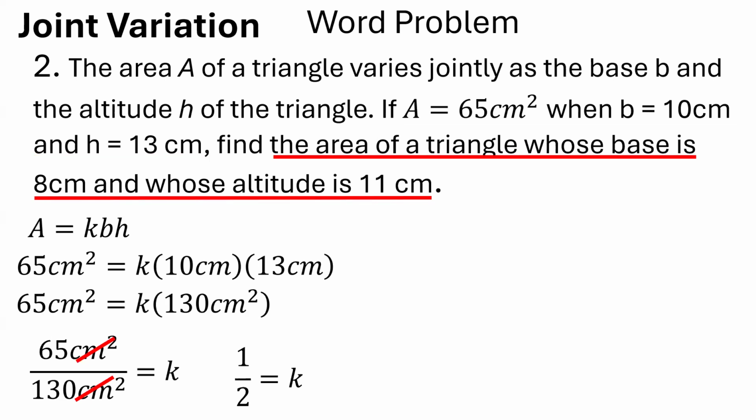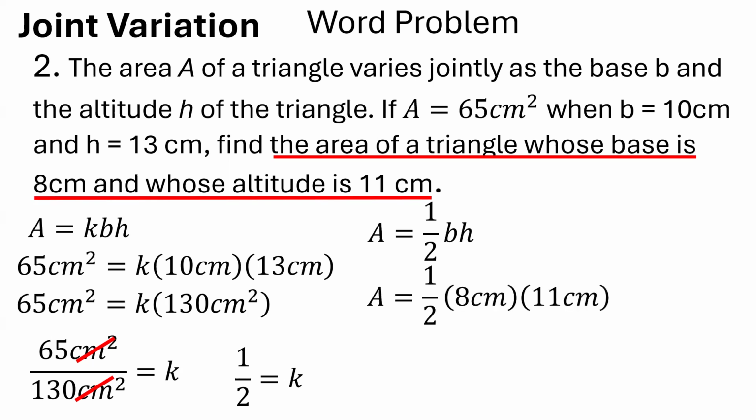Now, we are ready to find the area of a triangle whose base is 8 centimeters and whose altitude is 11 centimeters. So apply the general formula. We just replace k with 1/2. So area is equal to 1/2 base times height. This is actually a familiar formula because this is the formula for the area of a triangle. So we look for the area given a base of 8 cm and an altitude of 11 cm. We just substitute: again, 1/2 multiplied by 8 cm multiplied by 11 cm.